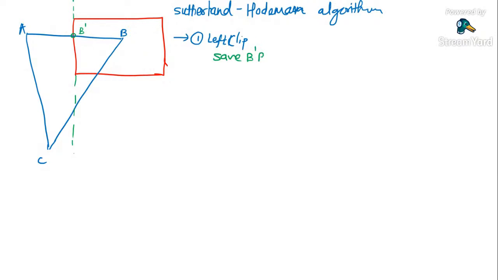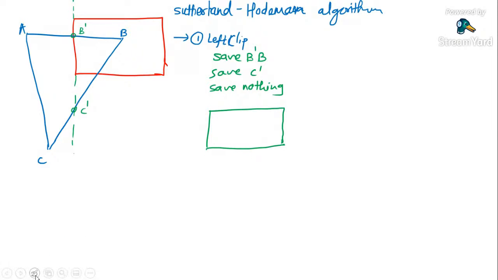B dash B. Now for B to C, it is going from in to out, so you have to save the intersection point, that is C dash. Now AC is going from out to out, so you save nothing. So what is the final output? You have to save B dash B C dash, so that you can draw the clipped part against the left clip.